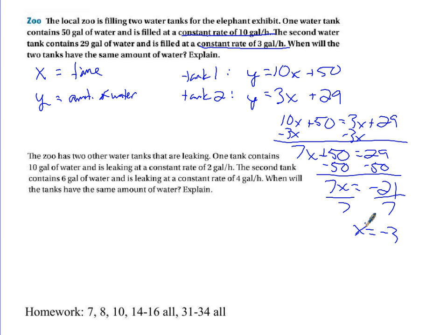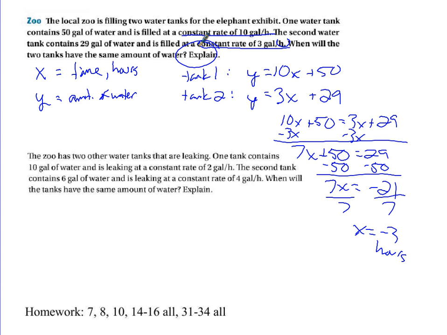Negative 3 what? That's time. And our units are hours. So actually over here we probably should have written hours. Okay, so in negative 3 hours, the water tanks will have the same amount of water in them. So is that my answer? No? Why not? You can't have negative time. That's right.